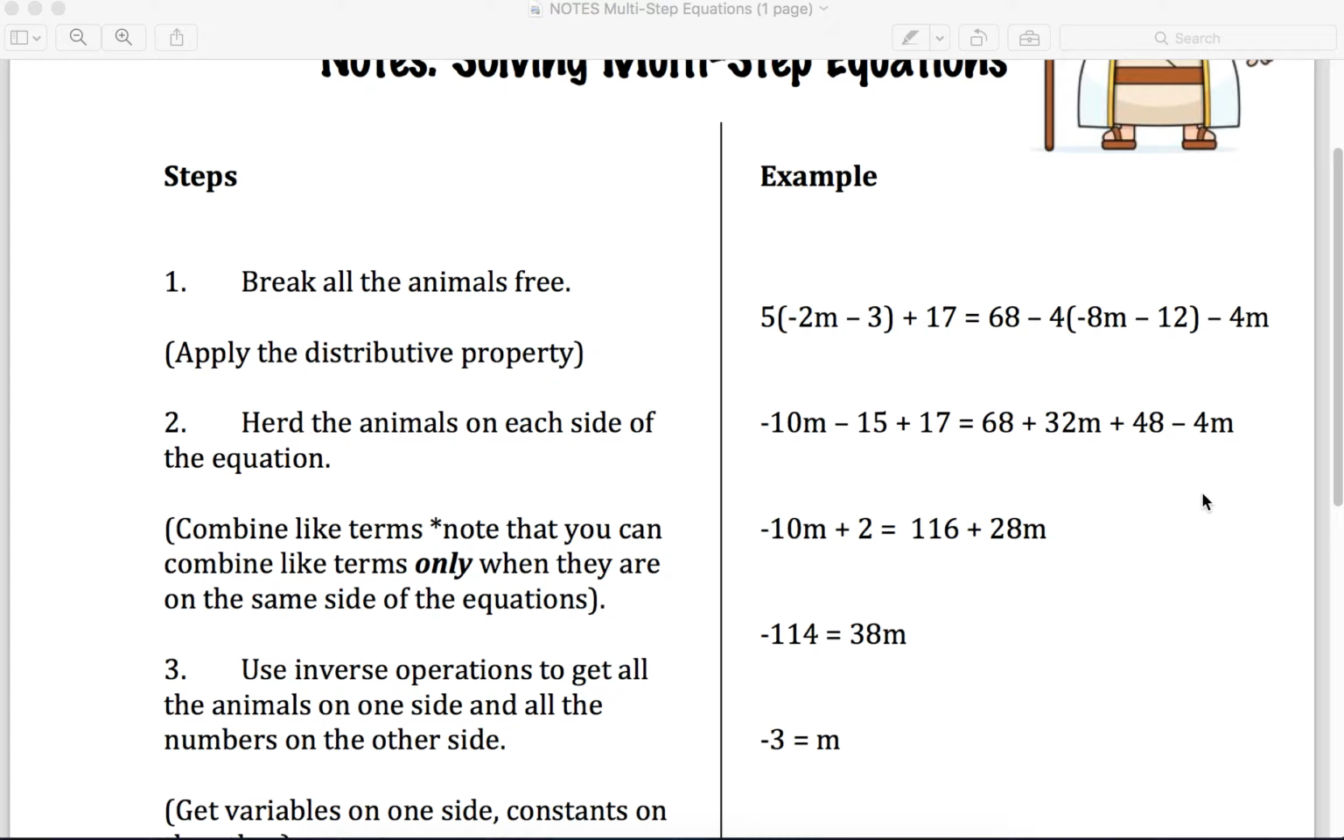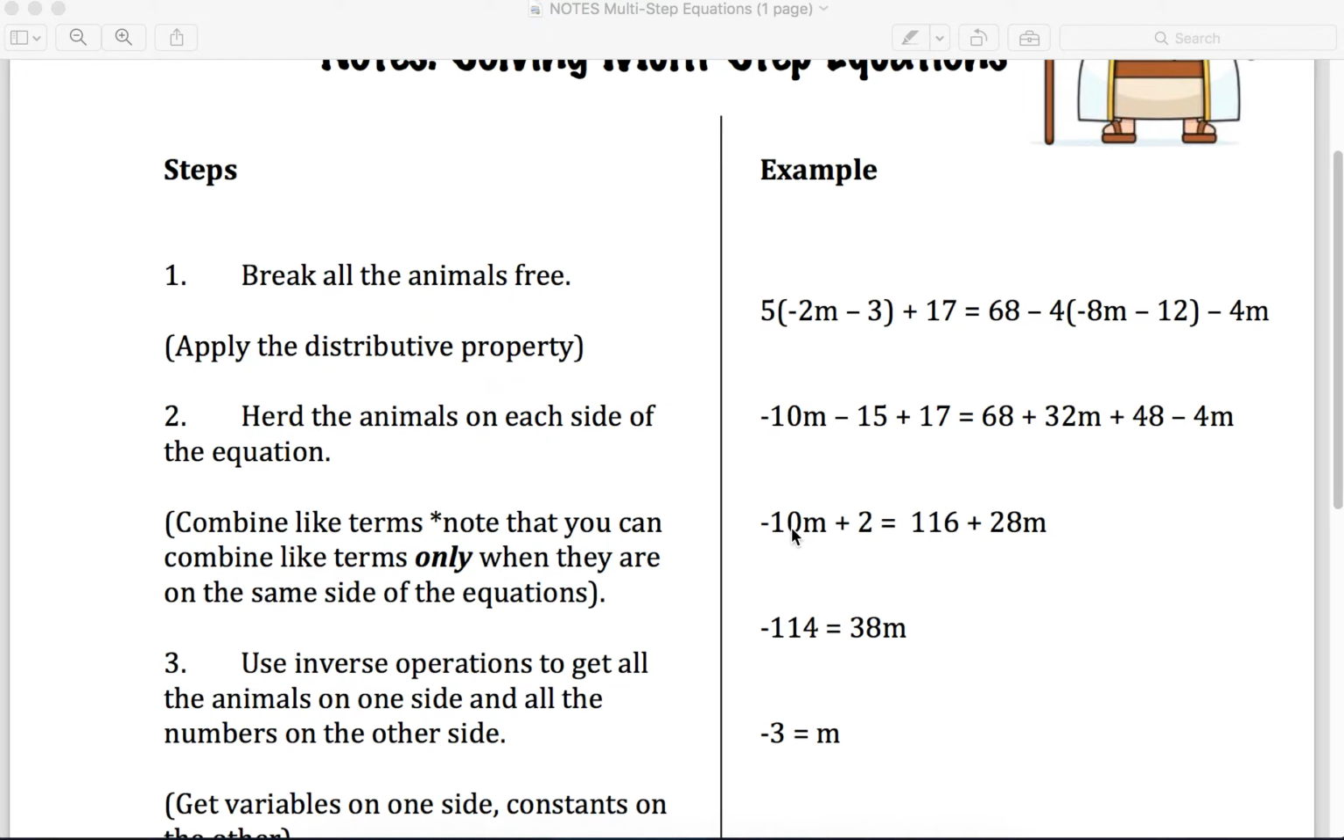Step 2. Herd the animals on each side of the equation. So herding is combining like terms. And we're only looking still at each side of the equation separately. So we're going to look at the left side. What's going on in this jungle? We have negative 10 monkeys.